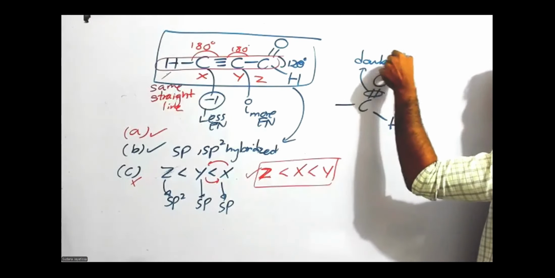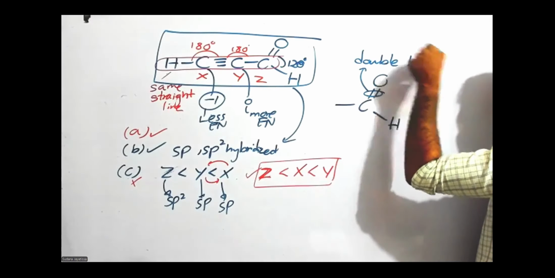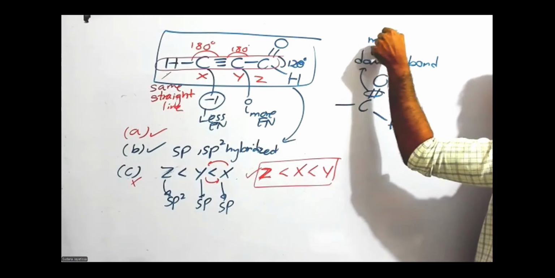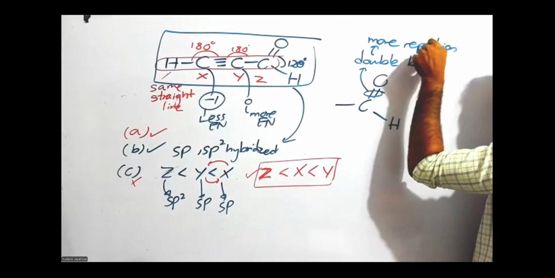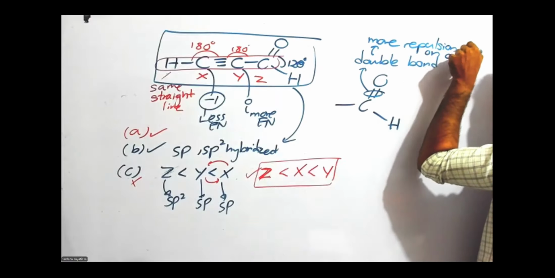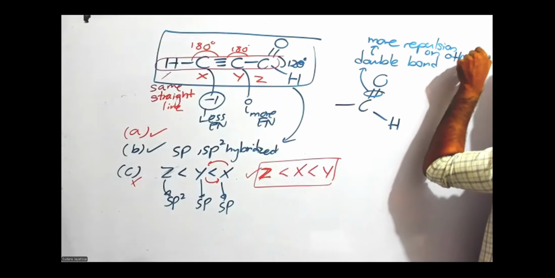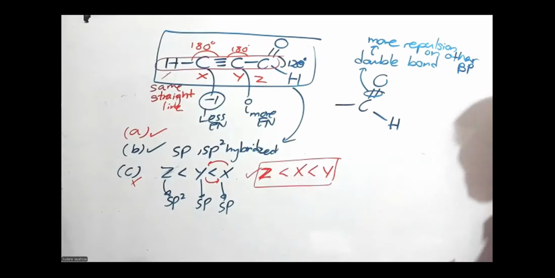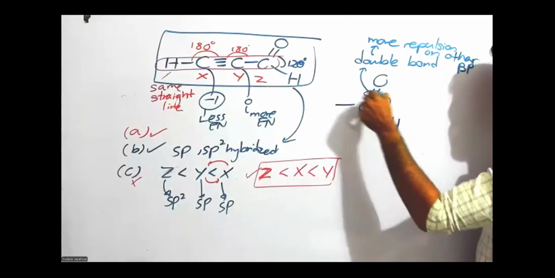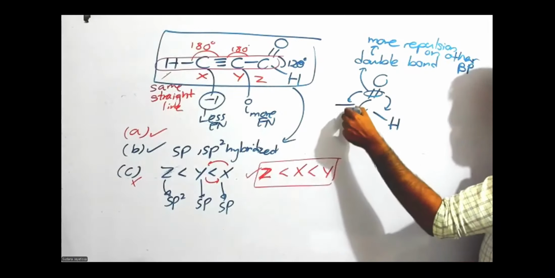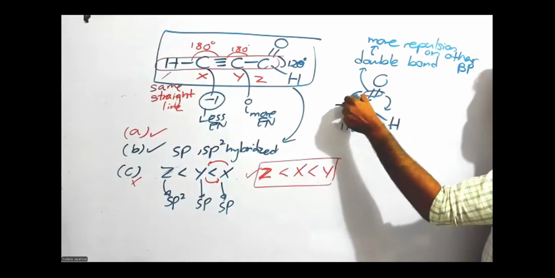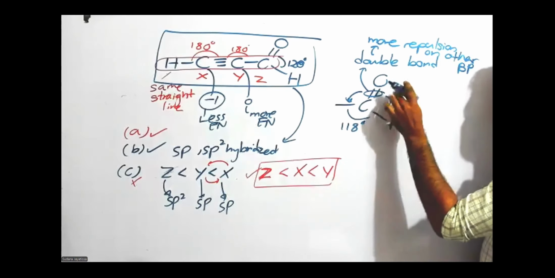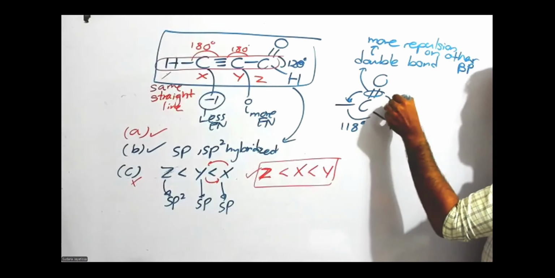Double bond has more repulsion on other bond pairs; it exerts more repulsion. So therefore, the bond angle in this way increases and this way it should decrease. Let's say this must be maybe 118, and this will be a little bit higher than 120.